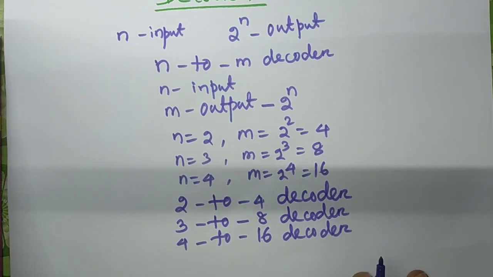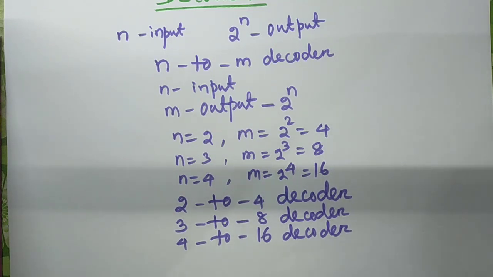Based on that, we get different outputs. Different outputs absolutely depend on the inputs. So based on that, we can design the decoder. Whenever we design a different decoder, we have to consider how many inputs we use, and based on that, we define the outputs. This is the basic concept whenever you design a decoder.